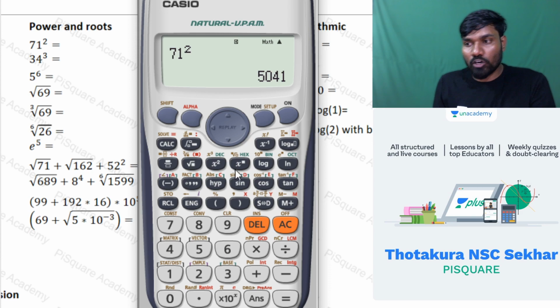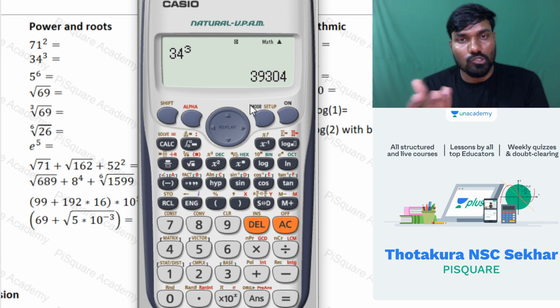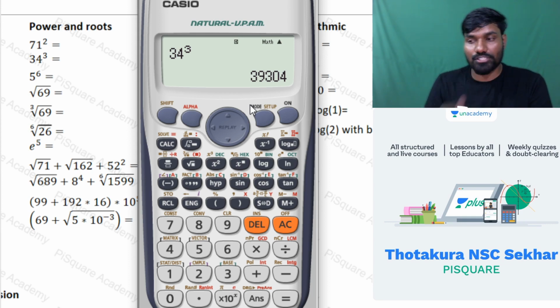Suppose you want to perform cube, or x to the power of something. So 34, you will hit this, and it will ask for the next value, that is 3. That's the answer. So in a regular calculator also, x first. Clear with this? X first.